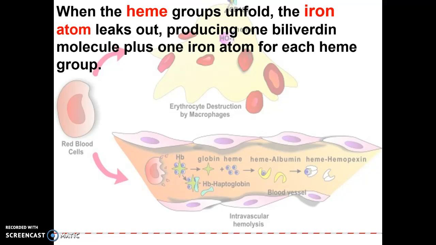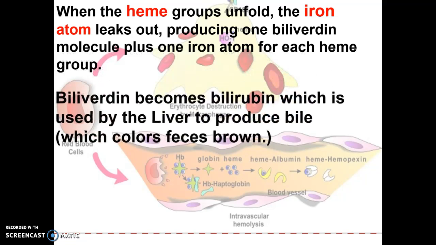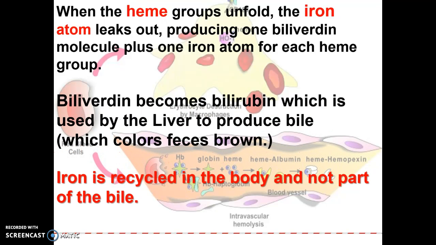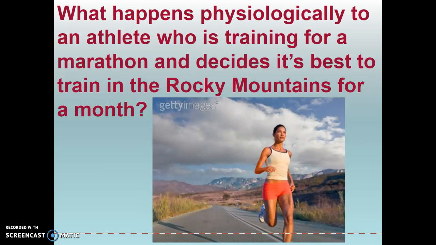When heme groups unfold, the iron atom leaks out, producing one biliverdin molecule plus one iron atom for each heme group, and the biliverdin becomes bilirubin, which is used in the liver to produce bile, which causes feces to turn brown. Okay, we already said that a couple times, but here it is again. Iron is recycled in the body and not necessarily part of the bile, but you still need iron every day.